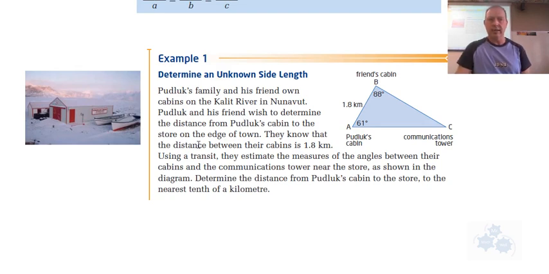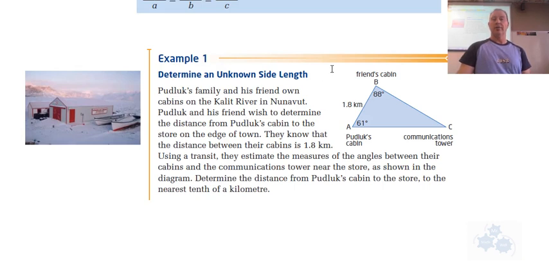Using a transit, now a transit is a tool that measures distance very accurately, they estimate the measures of the angles between their cabins and the communication tower near their store, as shown in the diagram. Determine the distance from Pudluk's cabin to the store to the nearest tenth of a kilometer. Now this may be Pudluk's cabin over here. I'm not really sure. That looks like what we're talking about. Okay, way up in Nunavut.